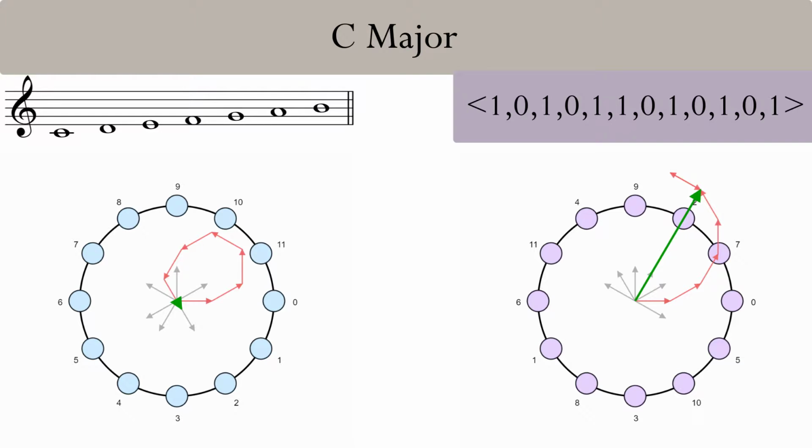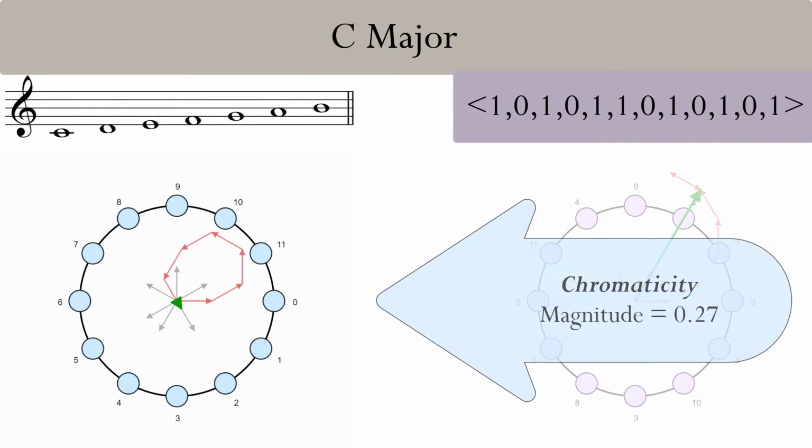The F1 component indicates how chromatically clustered a collection is. From C major's very low magnitude of 0.27, we can say that the diatonic collection is not very chromatically clustered. Indeed, we know that it is minimally chromatic for a septachord.